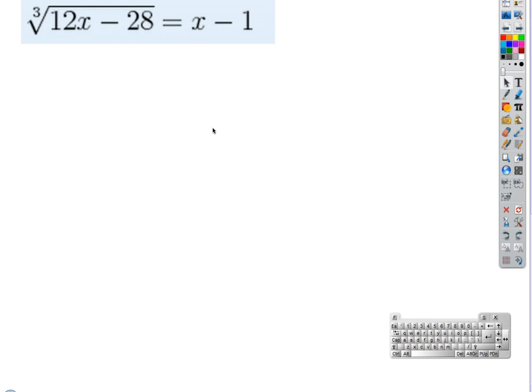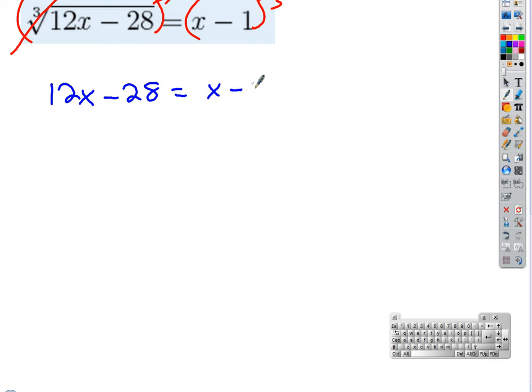Well, the radical is already isolated for you here, right? It's already by itself. So if I just take both sides to the 3rd power, well, that's going to cancel. The 3rd power cancels the cube root, right? And so I just end up getting 12x minus 28 equals x minus 1 quantity cubed. Okay? And let's see. We solve that.